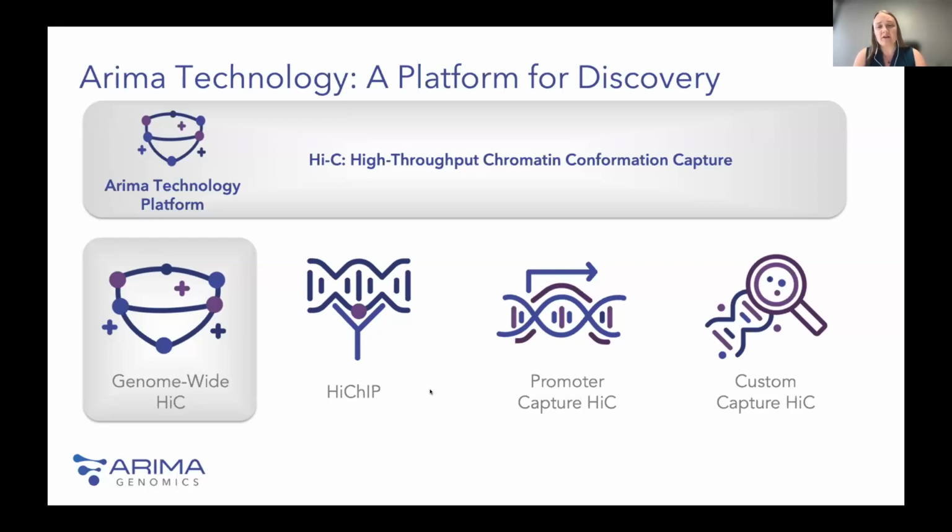But ARIMA also offers different targeted approaches to achieve reduced representation of genomic regions of interest, including HiChIP, which uses immunoprecipitation to target interactions of interest, as well as promoter capture Hi-C and custom capture Hi-C, which use sequence-based probe capture to pull down genes or regions of interest to see how those elements organize in 3D chromosomal space.